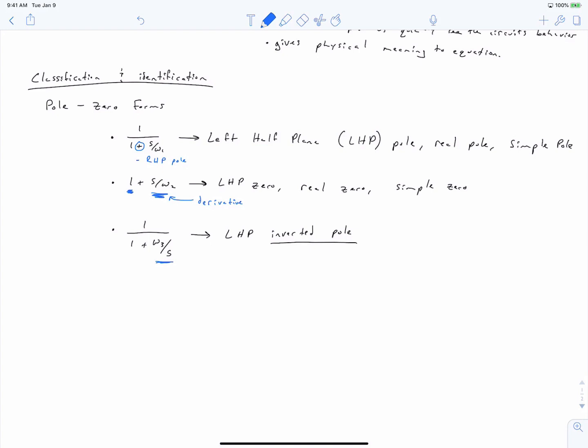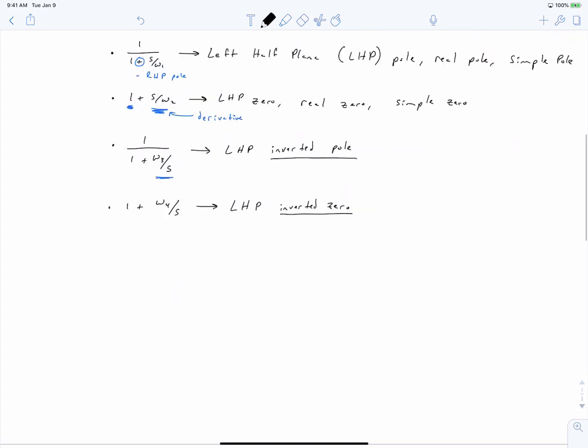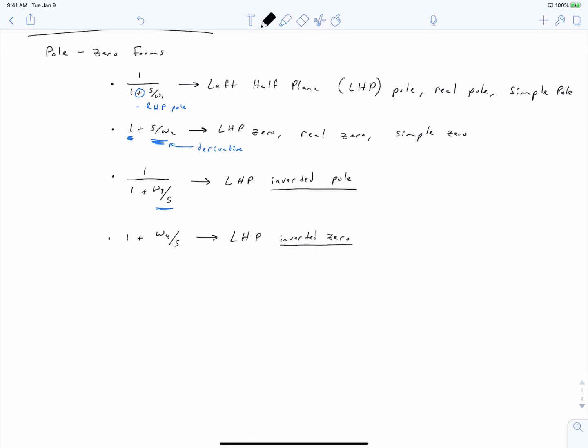And it's something that we're going to be using in this class to assist us with back of the envelope type of calculations, with hand calculations. So we can have a left half plane inverted pole. We can also have a left half plane inverted zero, or a right half plane inverted pole and a right half plane inverted zero. So the final thing to note here is that right half plane poles and inverted poles are unstable.